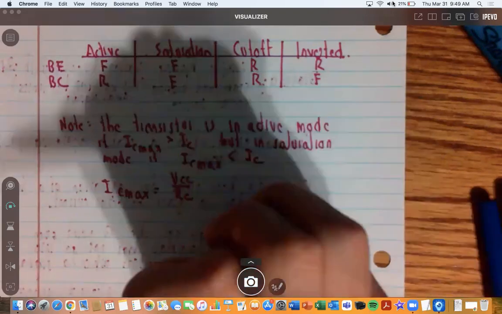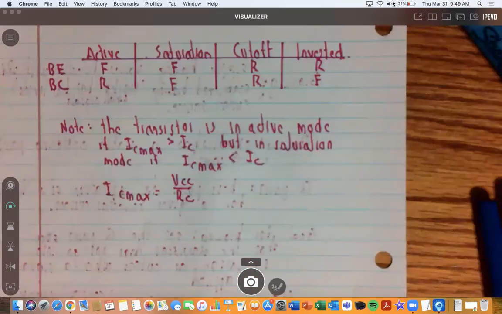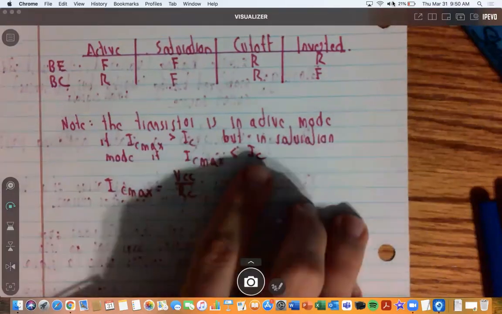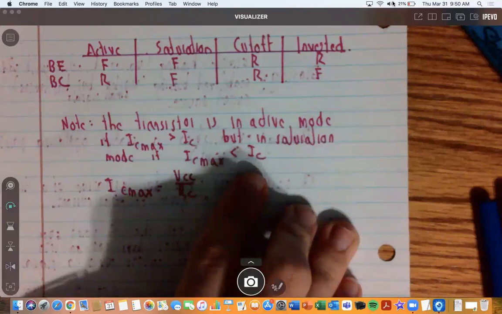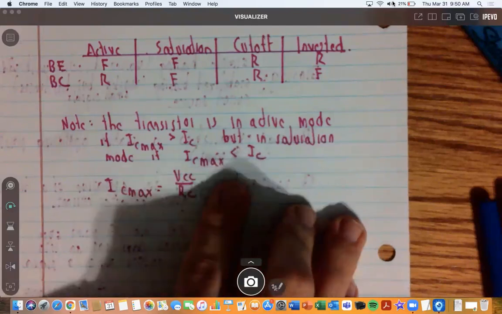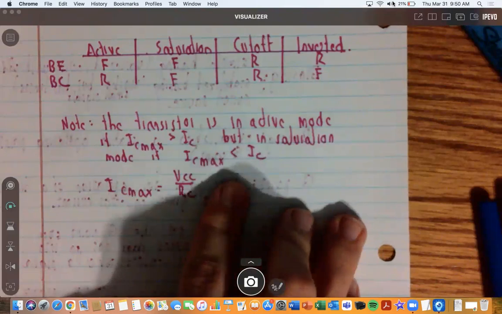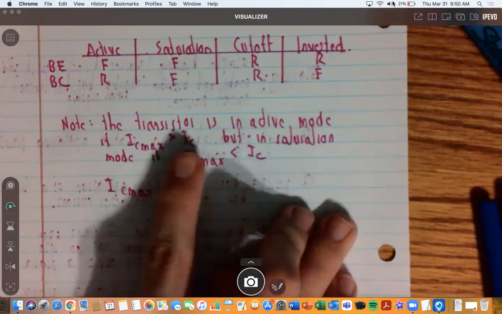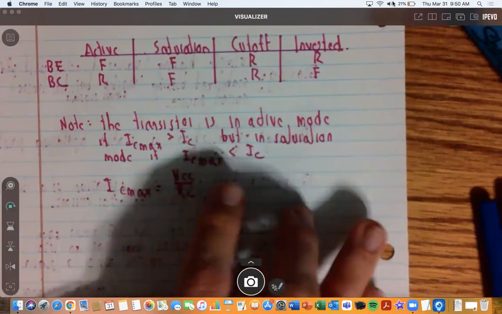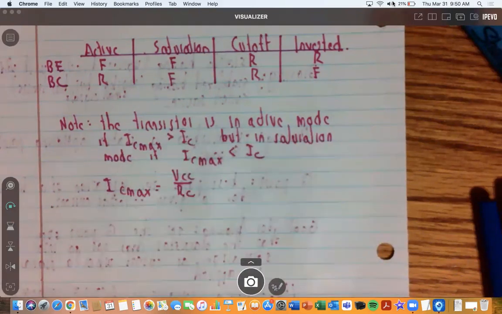And so that's the main thing we have here. This is sort of like your little clue to know, is my transistor operating in active mode or not? I always do this check when I start out a problem and I see, is IC max greater than IC? If so, it's in active mode. But if not, it must be in saturation mode. And so let's do an example of the DC model.